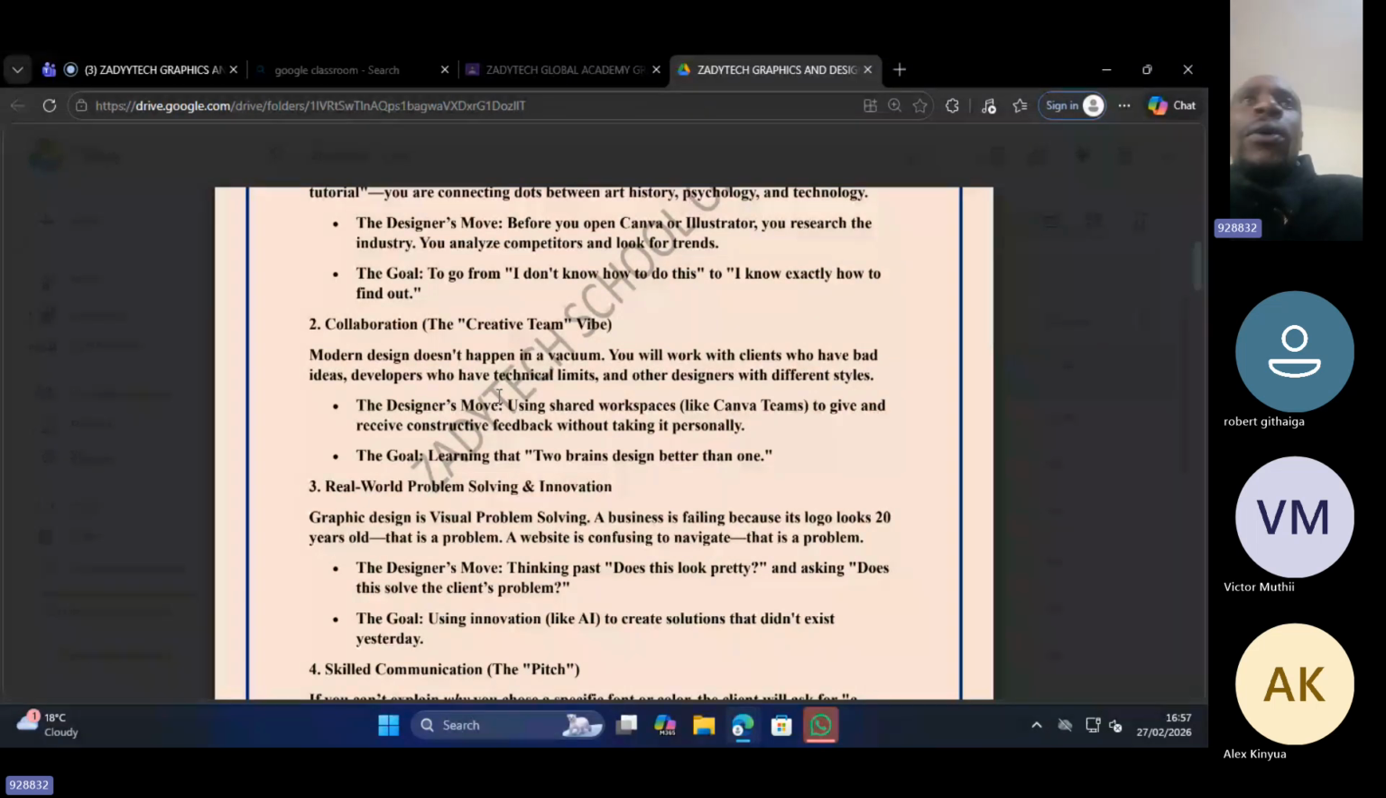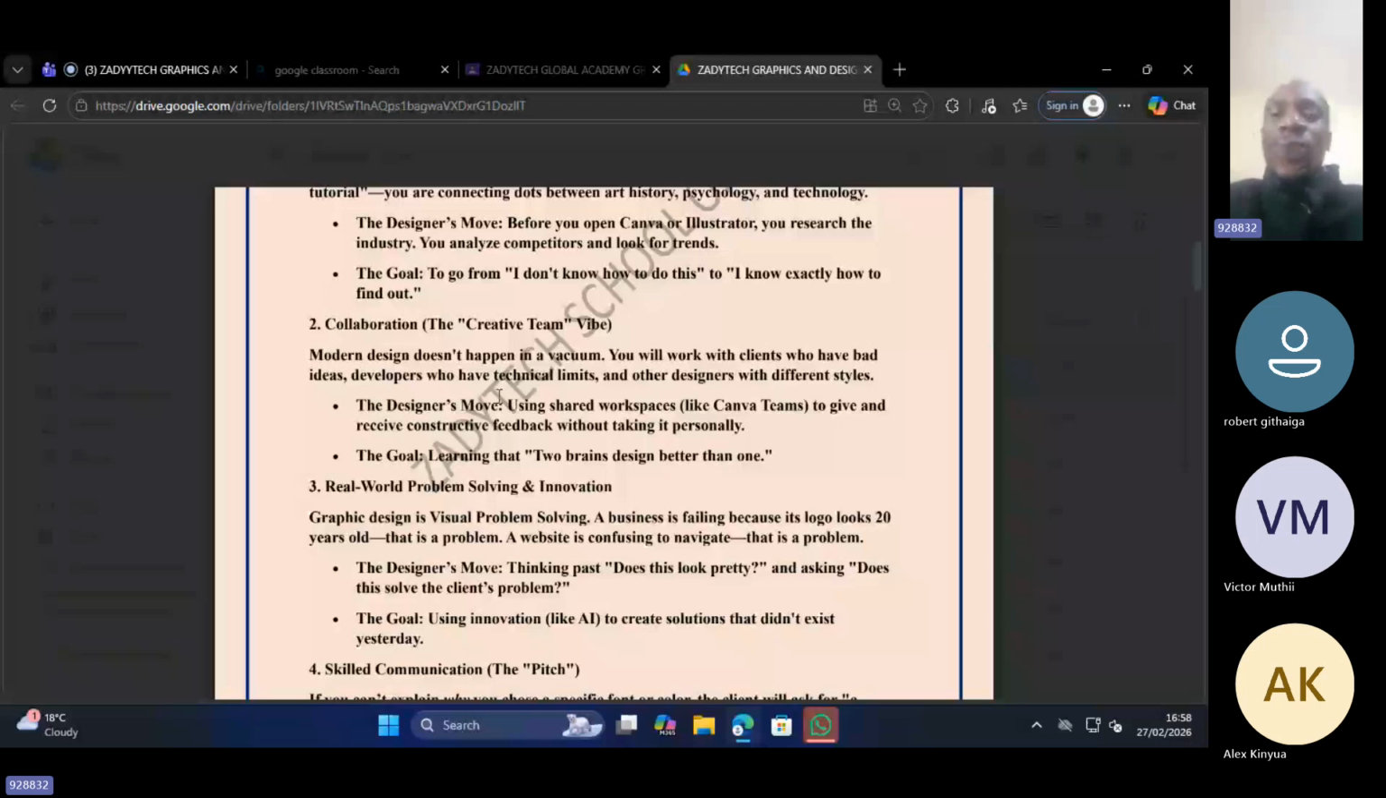Then the goal, also in collaboration, you should be having the goal. The goal is to what? Learning that two brains design better than one. Yes, you must accept that two heads work better than one. And that's why when you work in a group, when you work in a team, you find that the end product will tend to be of higher value compared to when you work individually.